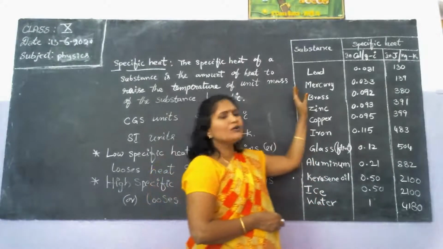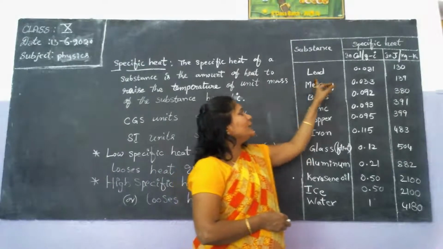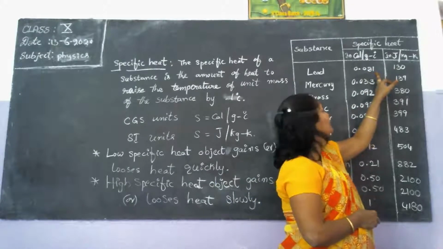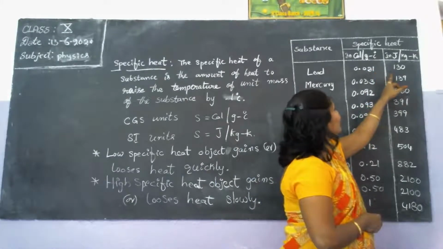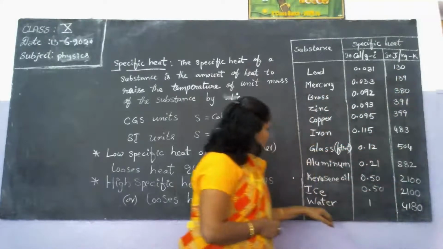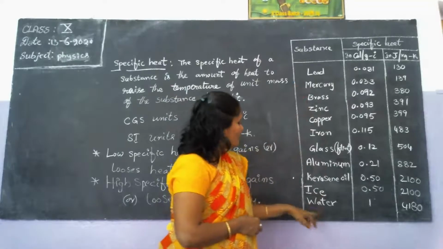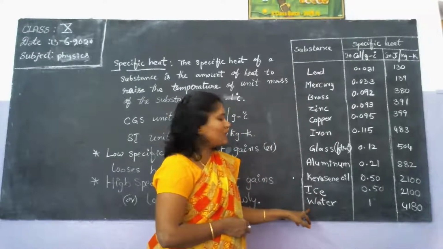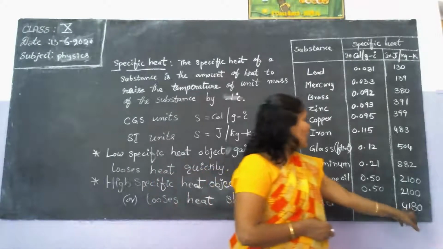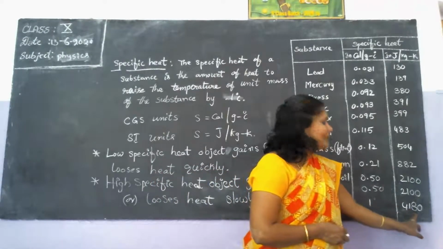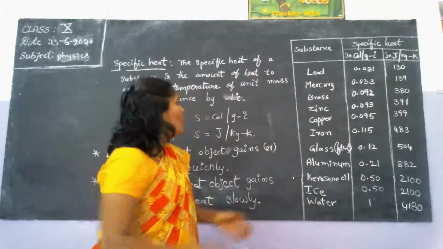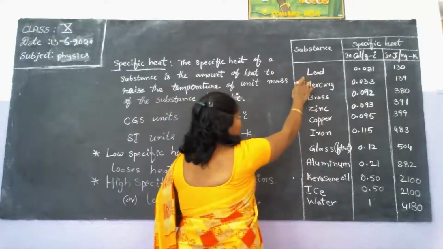Observing this table, lead has 0.031 calories per gram degree, and 130 joules per kg kelvin. Comparing lead and water, there is a big difference in specific heat. Water's specific heat is 1 calorie, which is 4180 joules per kg kelvin.